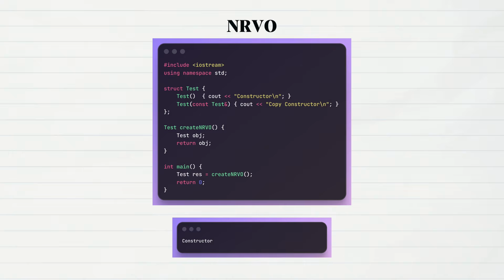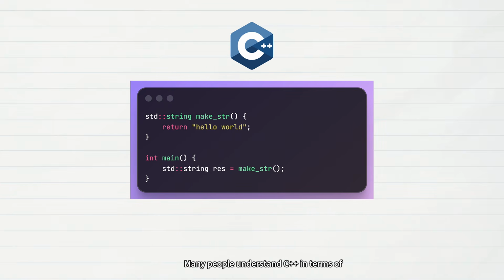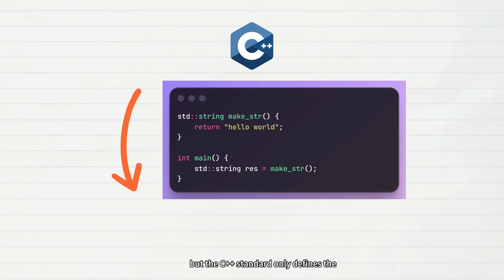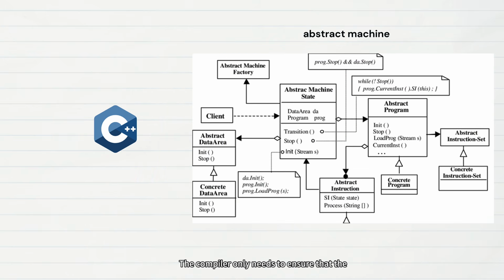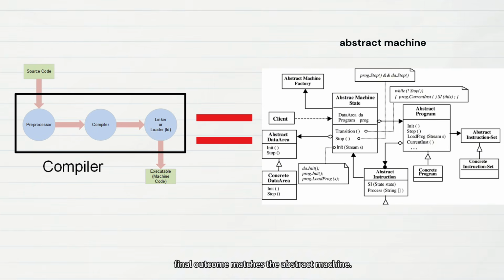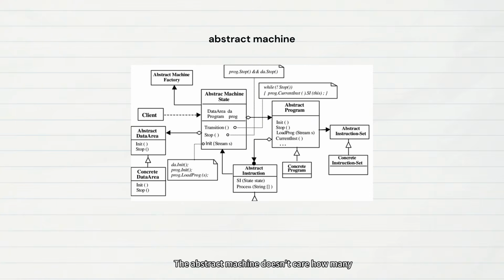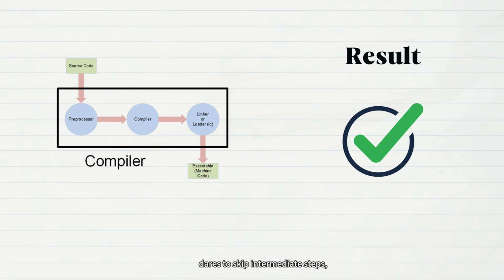Many people understand C++ in terms of code executing line by line, but the C++ standard only defines the behavior of the abstract machine. The compiler only needs to ensure that the final outcome matches the abstract machine. The intermediate steps can be freely rewritten. The abstract machine doesn't care how many constructors you wrote or how many steps the return took. It only requires that the final variable holds the correct value. The standard doesn't require whether there were temporary objects or copies in between. This is precisely why the compiler dares to skip intermediate steps. As long as the result is correct, the process can be entirely reconstructed.